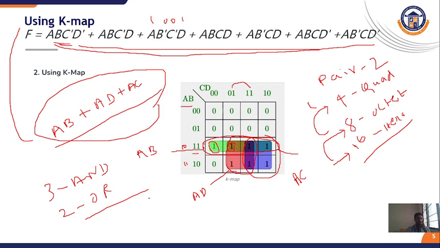So this is the benefit of reducing Boolean functions: reducing the number of literals in the given function, which obviously will reduce the power consumed by this particular circuit.